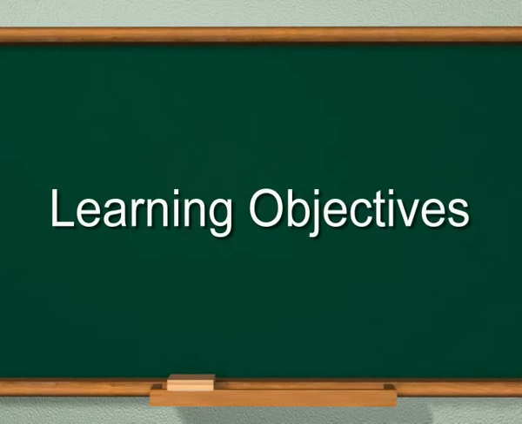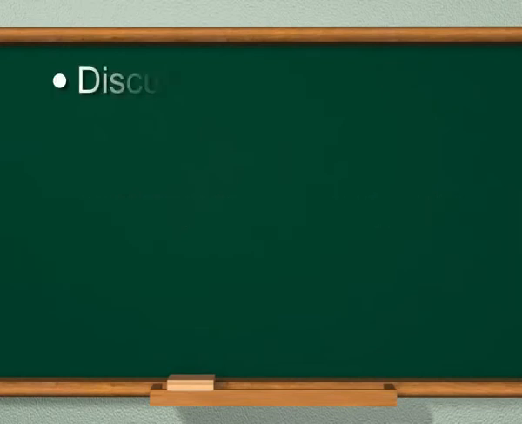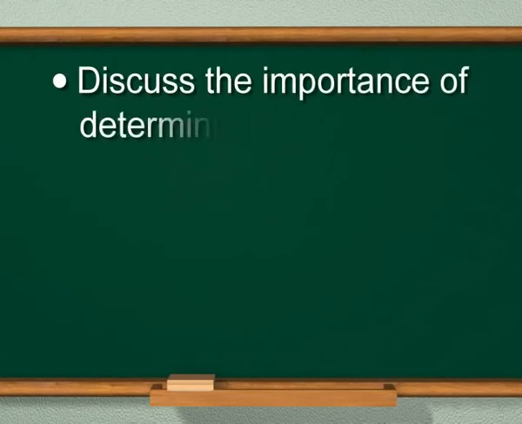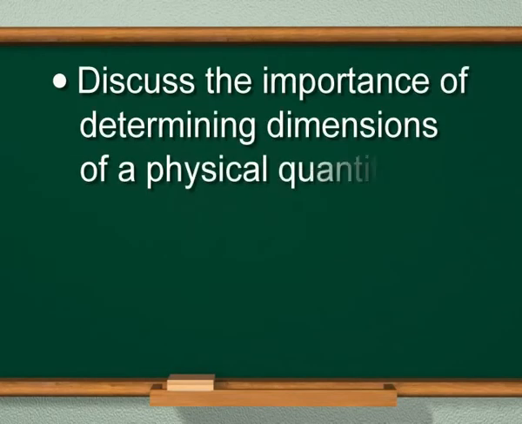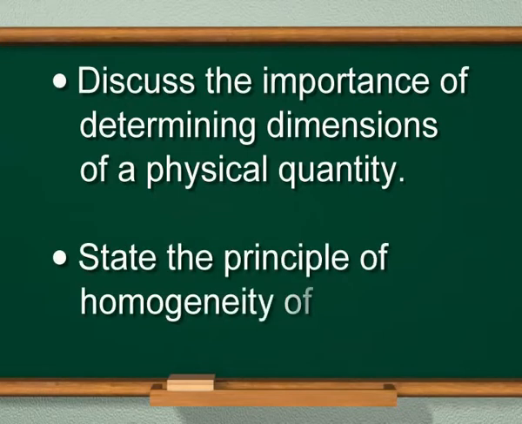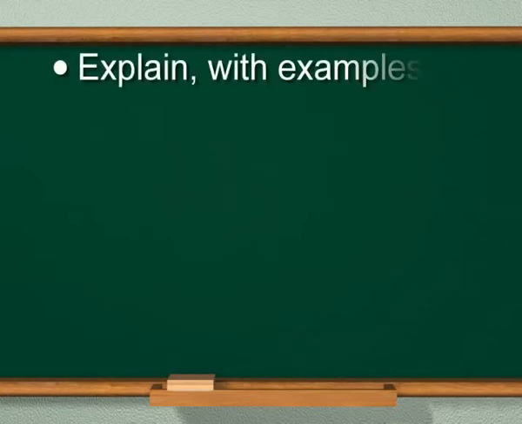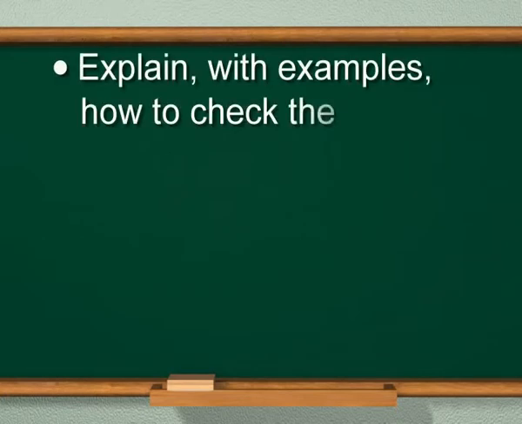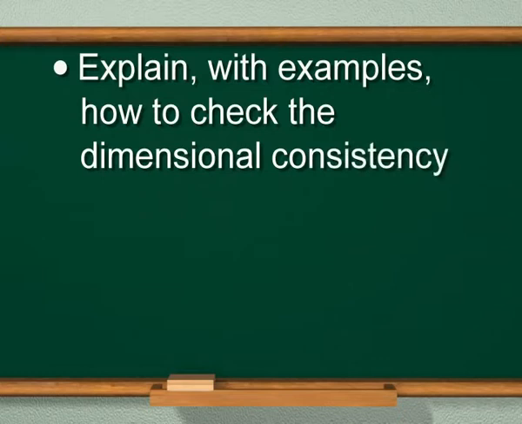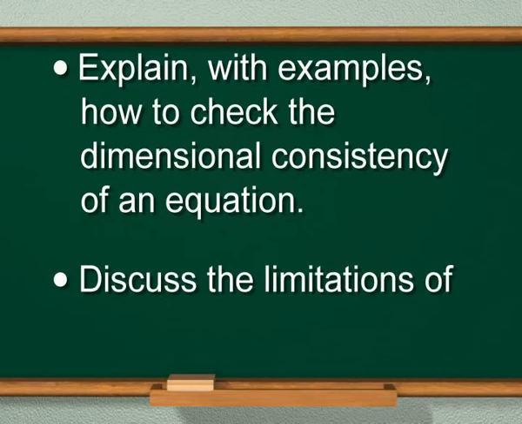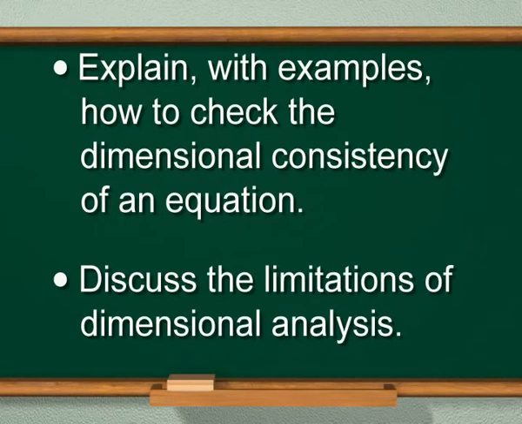On completion of this topic, learners will be able to discuss the importance of determining dimensions of a physical quantity, state the principle of homogeneity of dimensions, explain with examples how to check the dimensional consistency of an equation, and discuss the limitations of dimensional analysis.